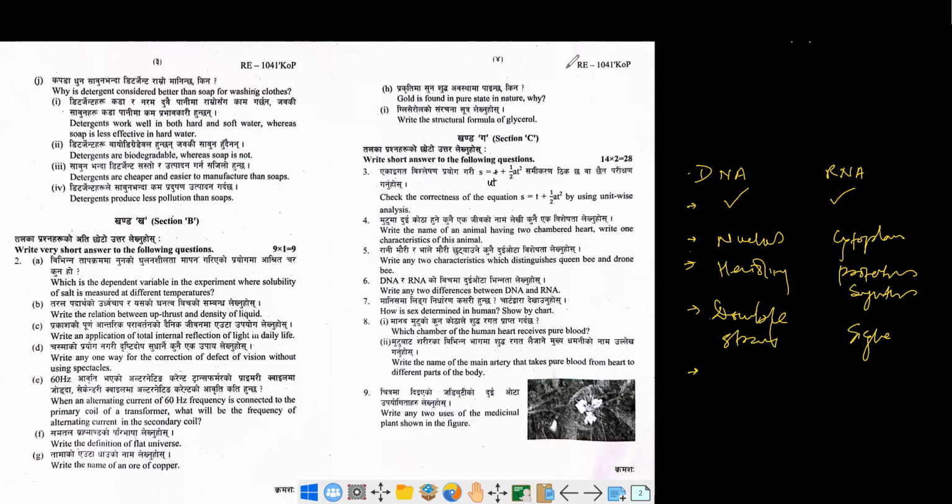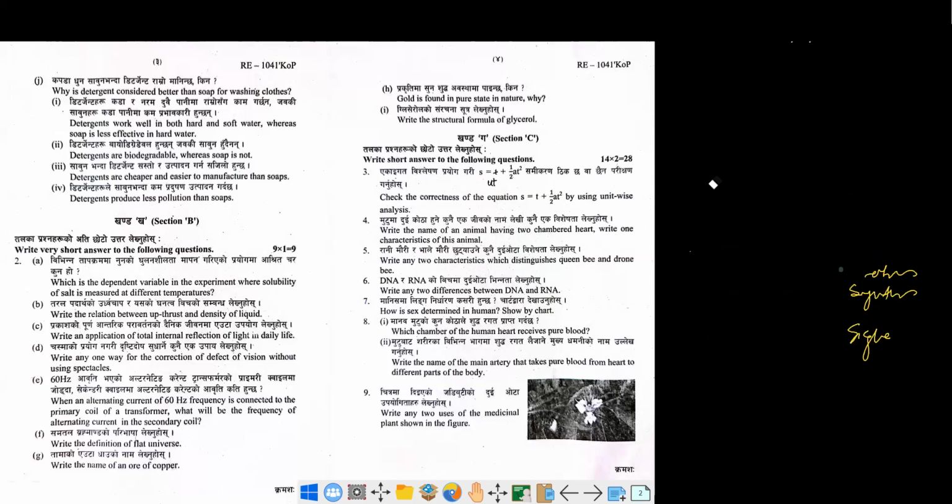Okay, let us move on to another question. That is, how is sex determined in humans? We have to show it in a chart. This is a question related to sex determination.